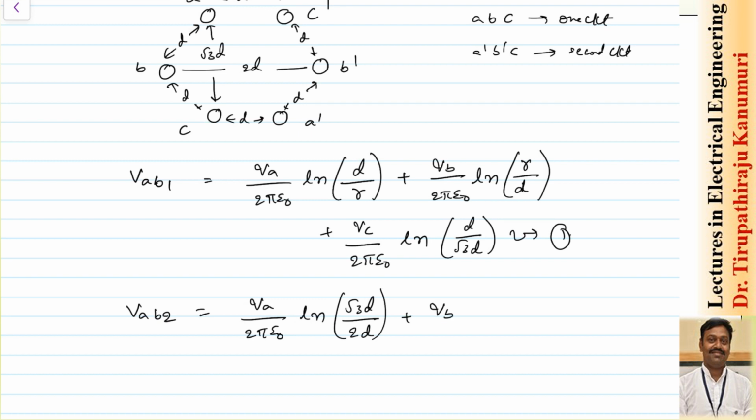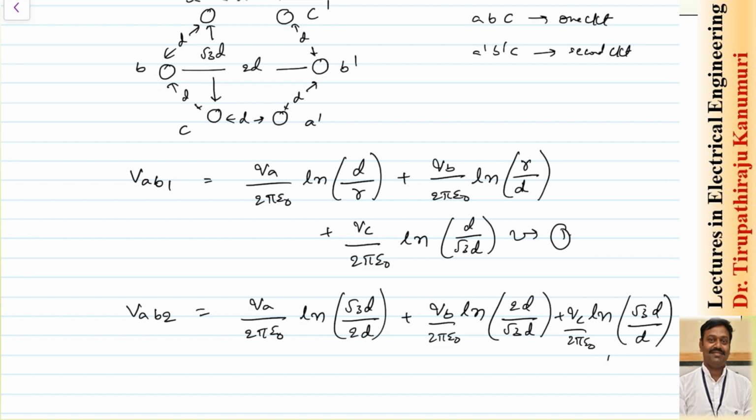Similarly, QB into ln of the distance of B dash with respect to B, which is 2D, and the distance of B dash with respect to A, which is root 3 times D. Similarly QC by 2 pi epsilon naught, I forgot to mention, ln of the distance of C dash with respect to B, which is root 3 times D, and the distance of C dash with respect to A, which is D. This way I can calculate the potential difference between the two points. Let us take it as equation number 2.